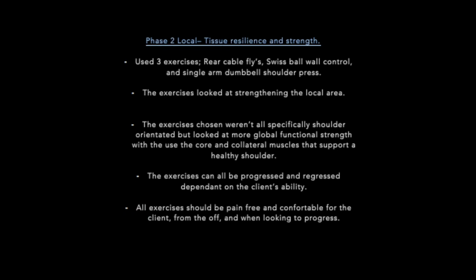So for phase 2, local tissue resilience and strength, I used 3 exercises, which are the rear cable flies, Swiss ball wall control, and single arm dumbbell shoulder press. We looked at strengthening of the local area. In this case study it was the shoulder, but not all the exercises were specifically orientated around the shoulder. It has a lot of strength work on the shoulder joint itself. It's quite a small, unstable joint, and you can irritate it quite often. Instead I chose to look more globally, so looking at introducing core strength, scapulo-thoracic rhythm, and normative ranges of the spine to help with these movements.